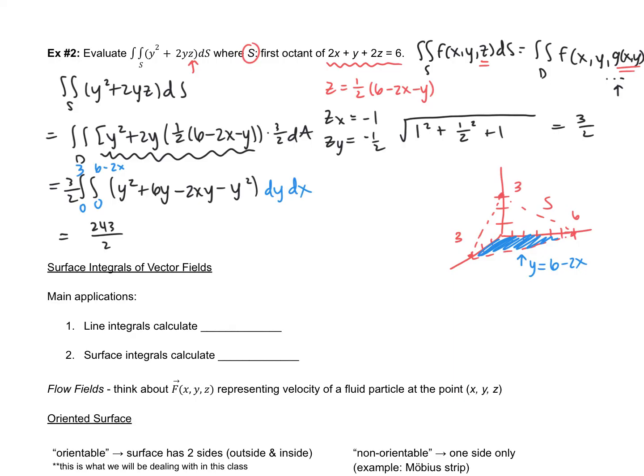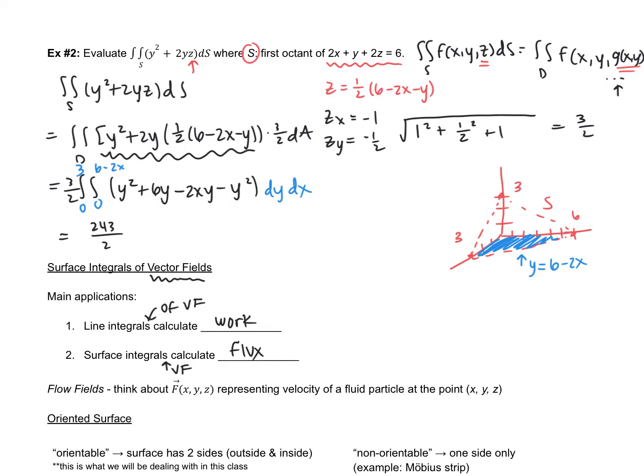Now, when we did line integrals, after learning how to calculate a basic line integral, we looked specifically at vector fields. And so that's what we're going to do now. To remind you, if we do a line integral of a vector field, the main application of that is work. So now, if we do the surface integral, again of a vector field, that calculates what we call flux.